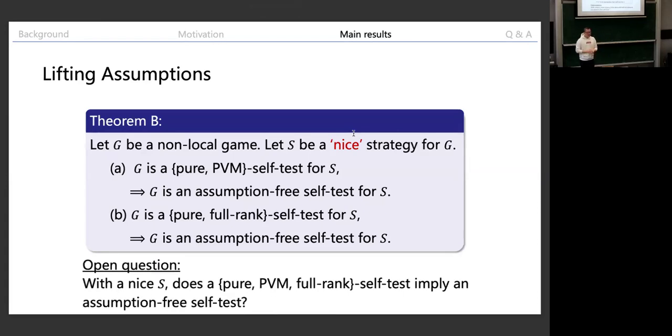Okay, then we also leave an open question, because clearly these pure PVM and full rank assumptions are not the weakest assumptions that we can make, or they do not give the weakest self-tests. In the most extreme case, where we put all of the assumptions into a self-test, can we establish similar things? So the open question is: with a nice strategy as a canonical strategy, can a pure PVM full rank self-test imply an assumption-free self-test?